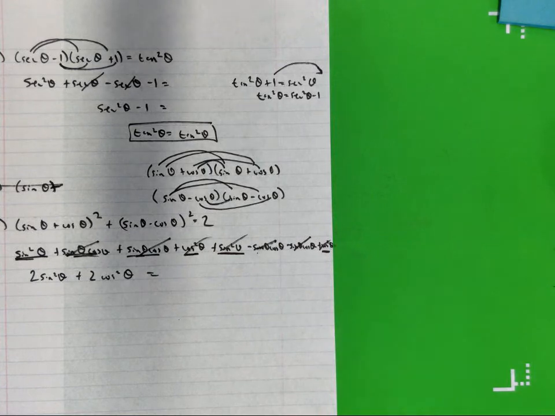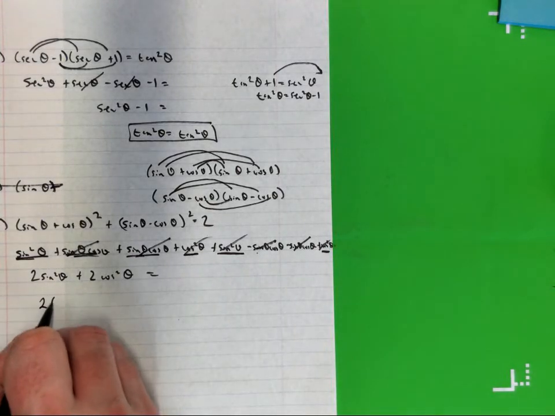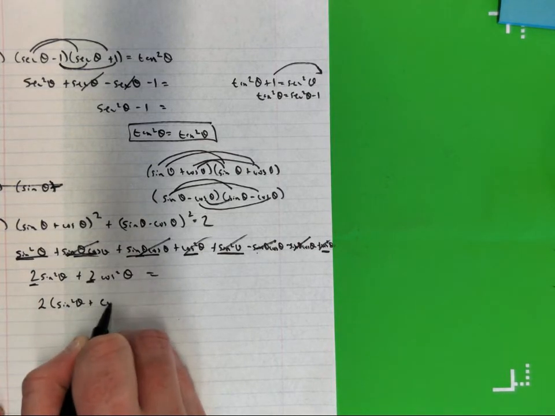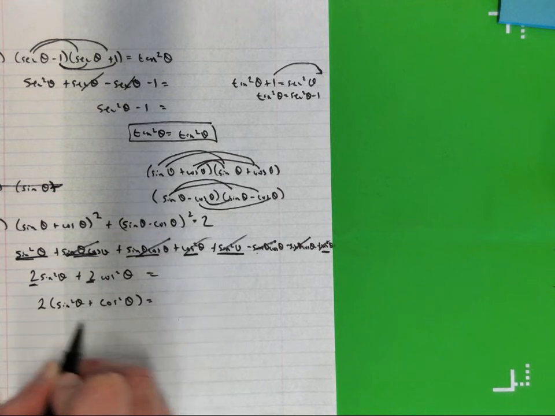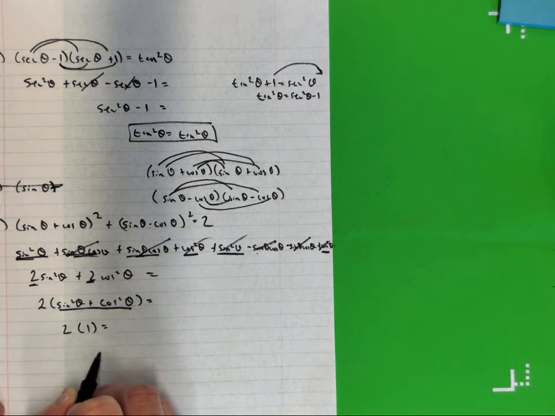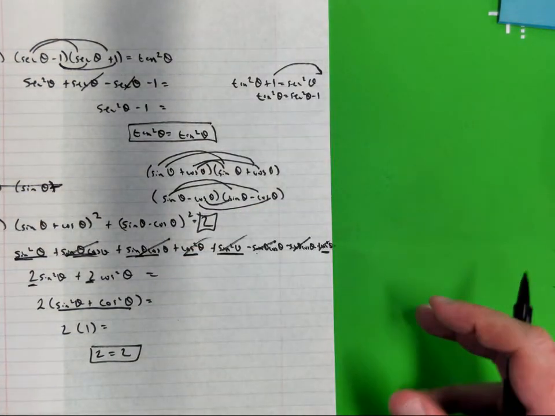Now, right here, I see a Pythagorean identity. I see sine squared plus cosine squared. But I see a 2. That's keeping me from doing that. Well, I can factor out a 2, because they both have a 2 in common. And now I know that identity is equal to 1. So 2 does equal 2, like I wanted at the beginning.